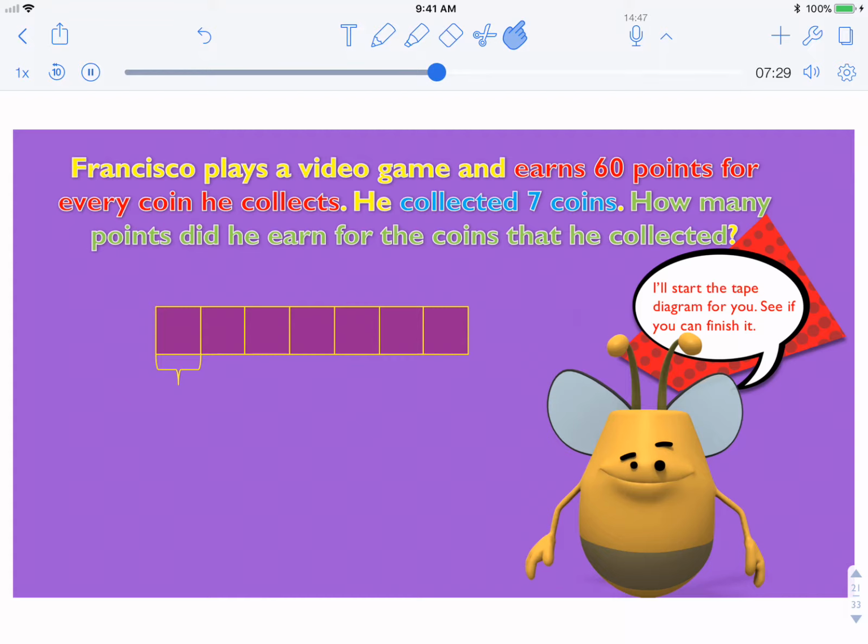Okay, here's a word problem. Francisco plays a video game and earns 60 points for every coin he collects. He collected 7 coins. How many points did he earn for the coins he collected? I'll start the tape diagram for you. See if you can finish it. So pause it and see if you can finish the tape diagram.